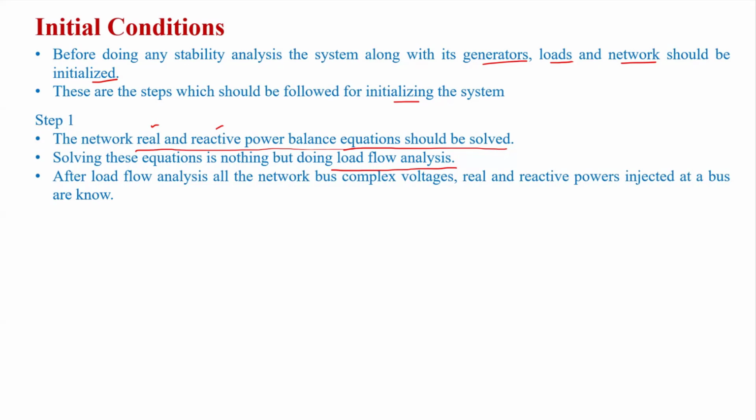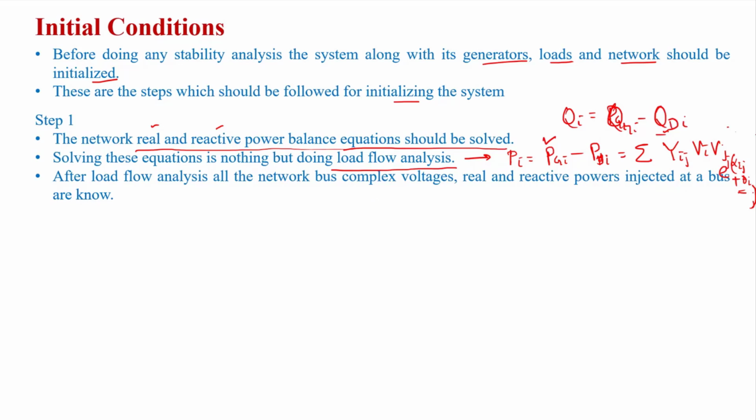Those who have done load flow studies must know that the important equation in load flow analysis is the power balance equation, right? Pi equal to Pgi minus Pdi, equal to the summation of Yij Vi Vj, and e to the power j of alpha ij minus theta i plus theta j, as already mentioned. So solving this equation for Pi and Qi is nothing but solving the load flow analysis, right?